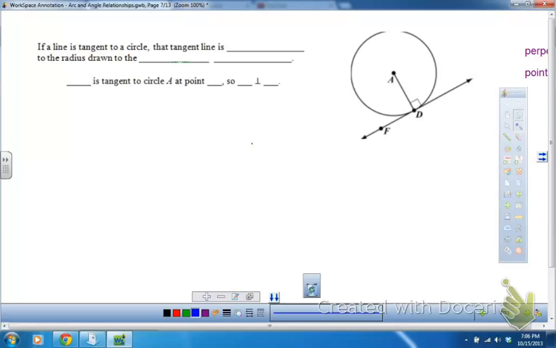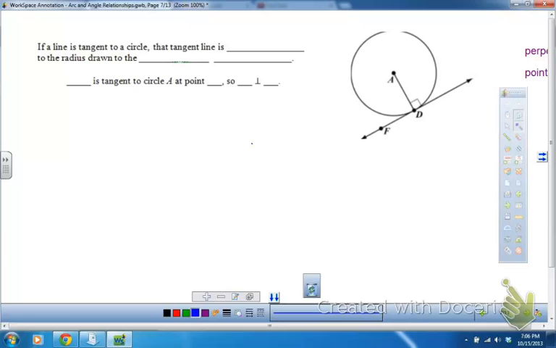This is part 3 of the arc and angle relationships lesson. On the third page of that notes packet, you have special inscribed angles. An inscribed angle, as you recall, is where the vertex sits on the circle. And there's some special cases where it's not just a chord that is creating the angle.